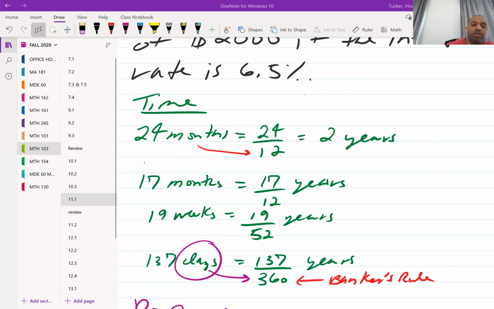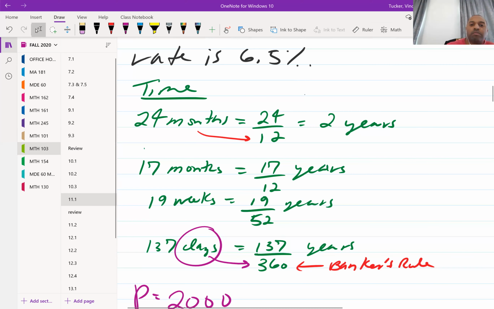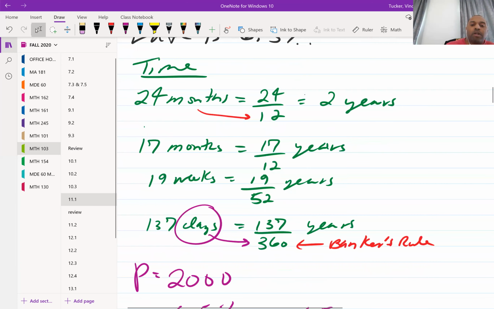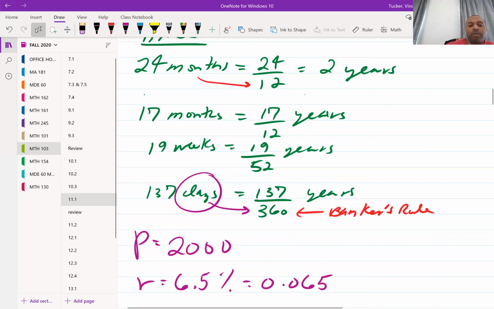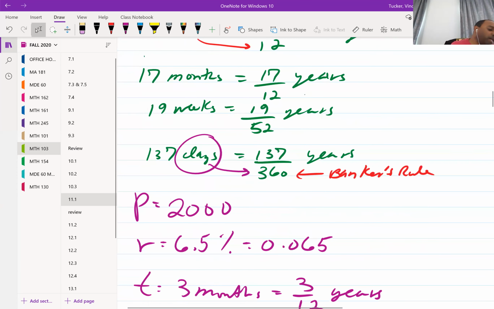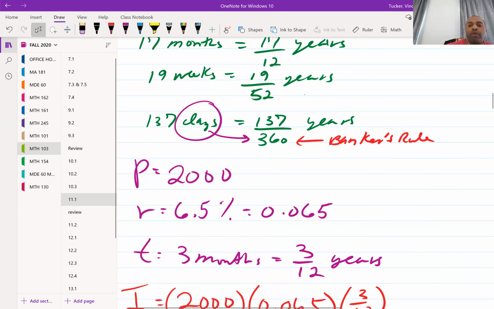All right. Everybody okay before I scroll up? All right, taking the given information from the problem, P was 2,000. R is 6.5%, so convert that to a decimal, it's 0.065. Remember, you move your decimal 2 places to the left. And then we have 3 months, and we put that 3 over 12.